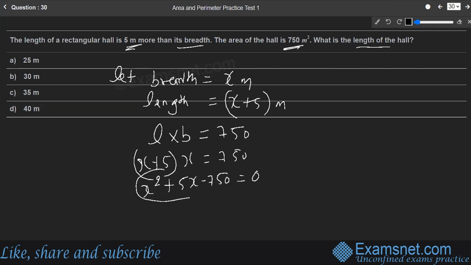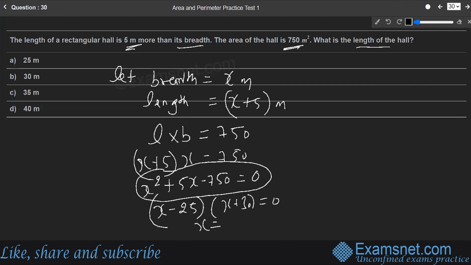Now, this particular equation can be solved by multiple ways. It can be solved by Sridharacharya's formula as well. It can be solved by the prime factorization method as well. So, while solving this, we can get the factors as (x minus 25) and (x plus 30) equal to 0. So two values are coming: x equal to minus 30 and another value x equal to 25. Negative value cannot be taken because we are dealing in dimensions. So the x value is taken as 25.